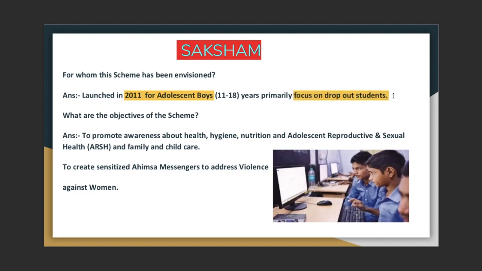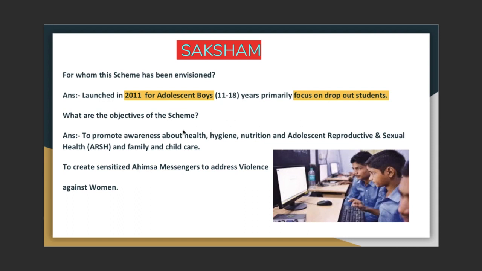Now what UPSC does is that they may give the statement that this Saksham scheme is for adolescent boys. You will be very happy, okay, I know this, and you will mark it correct. But if they add to that statement that it is primarily focusing on dropout students, then in the examination you may get confused. So it is important to remember. That is the additional information.